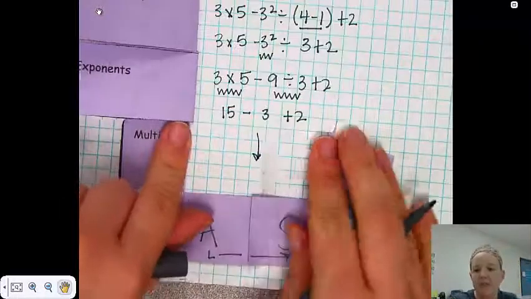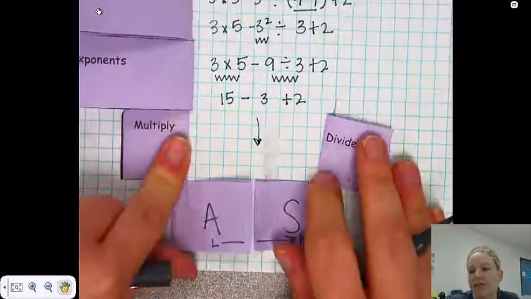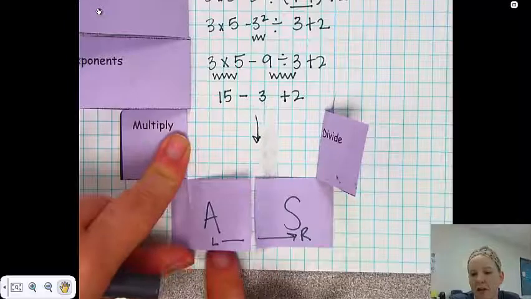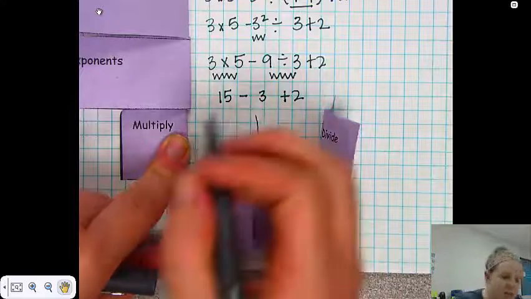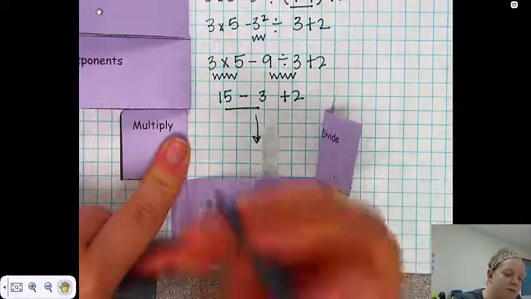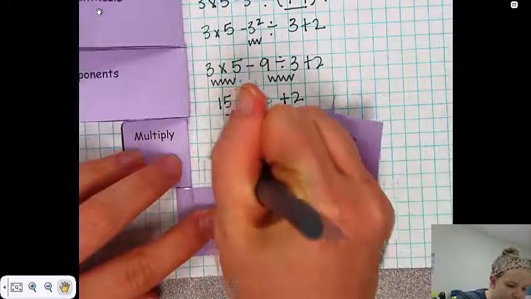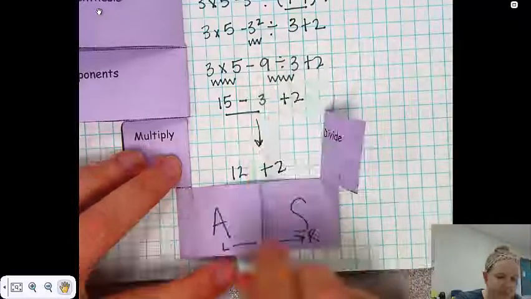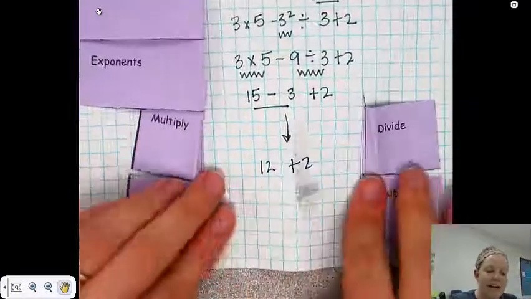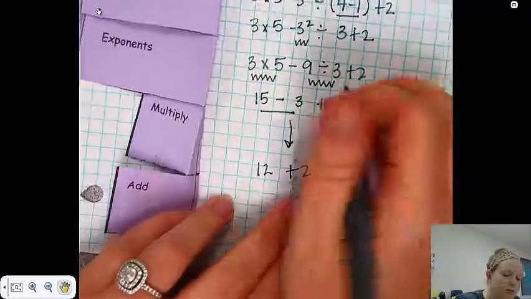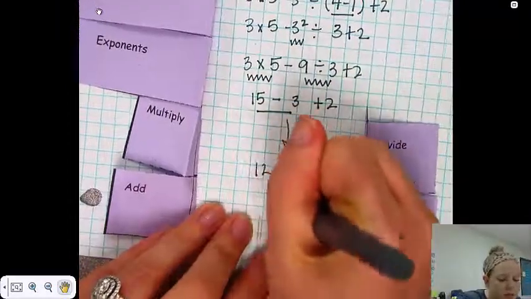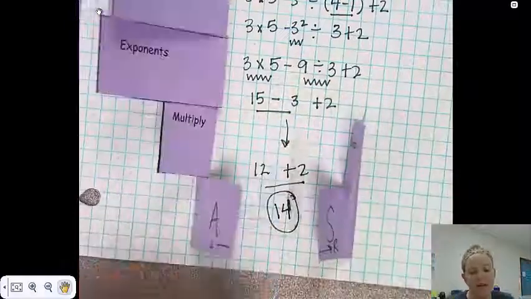Okay, the last step is to add and subtract. Now again, addition doesn't always come before subtraction. We work from left to right. That means first we have to subtract 15 minus 3, so that's going to give me 12. And then we're going to add 2. So we're going to add and subtract. So 15 minus 3 is 12. 12 plus 2 is 14. And that is your simplified answer.